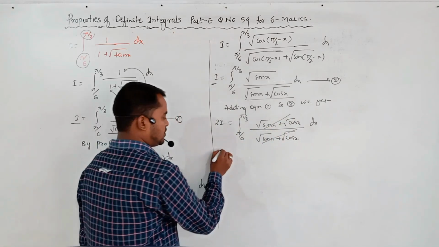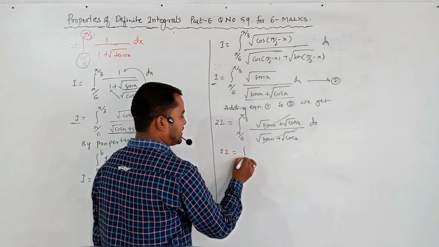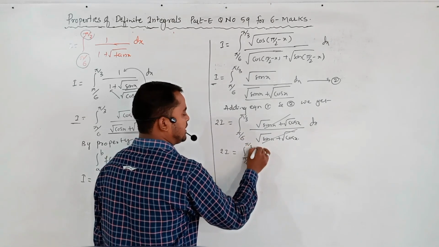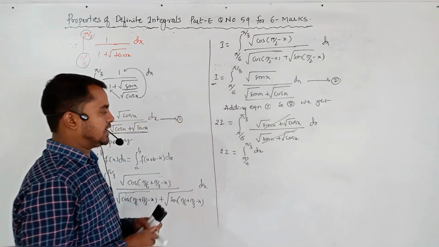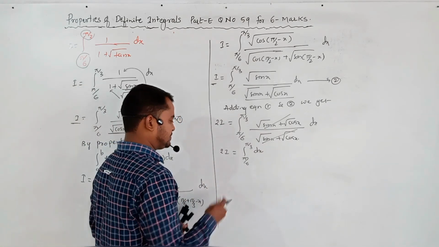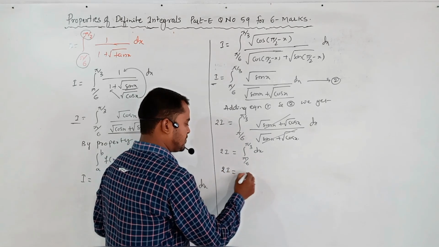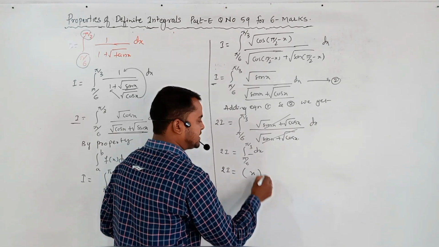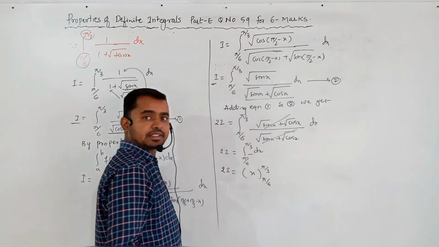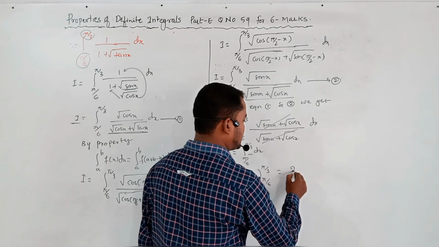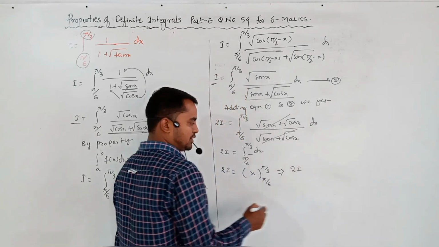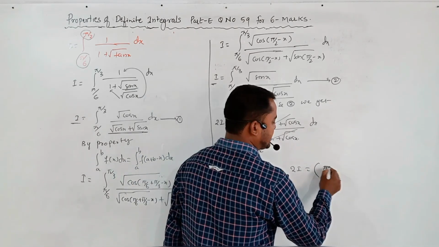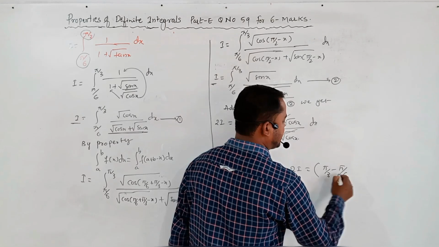Then 2I is equal to what? Integration from 5π/6 to 5π/3 dx. Next, 2I is equal to integration of dx, which is what? x between the limits 5π/6 to 5π/3. This implies 2I is equal to, first substitute the upper limit, that is 5π/3 minus 5π/6.